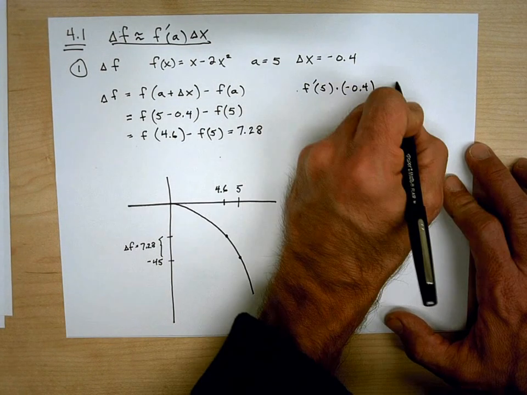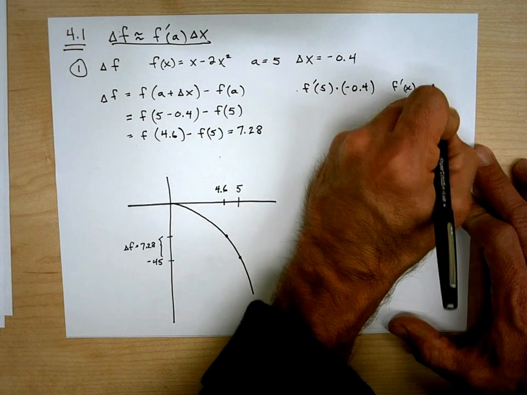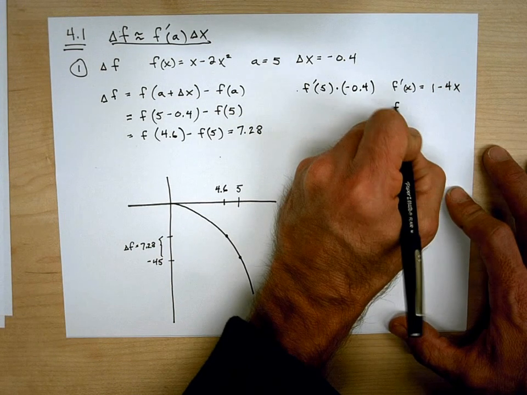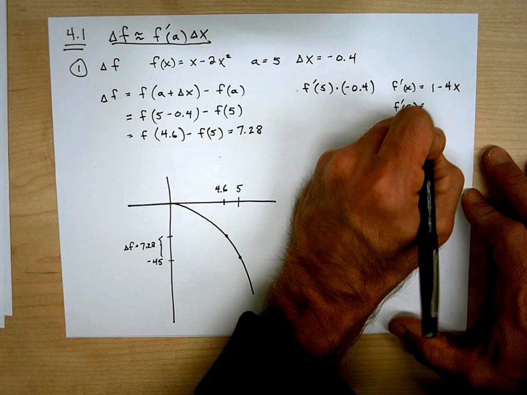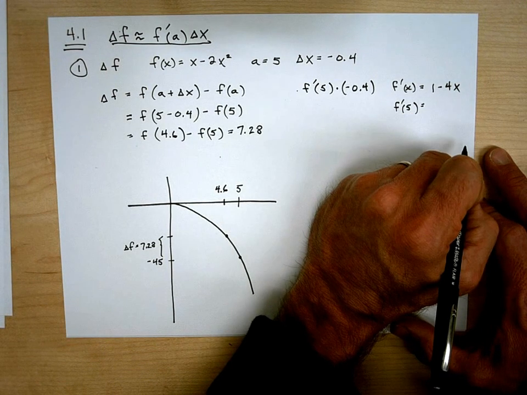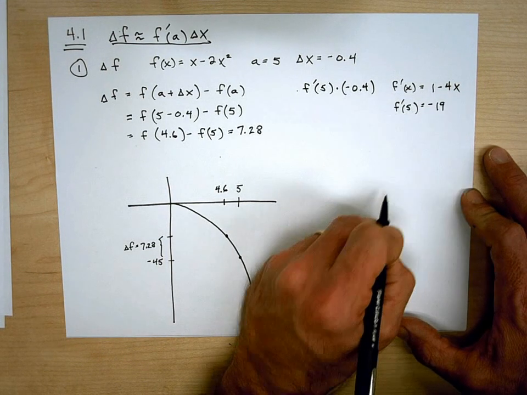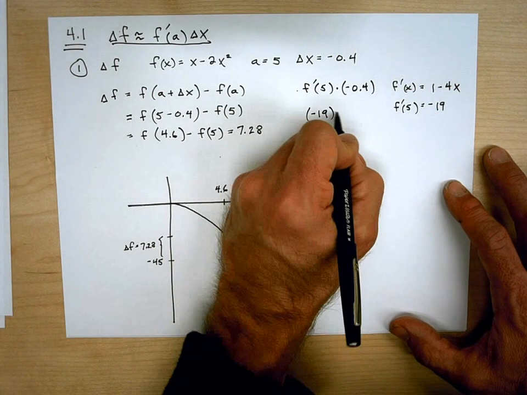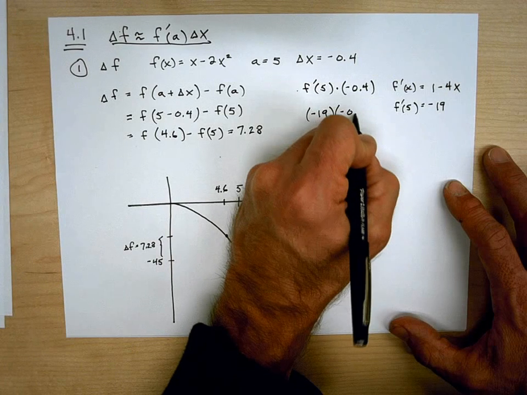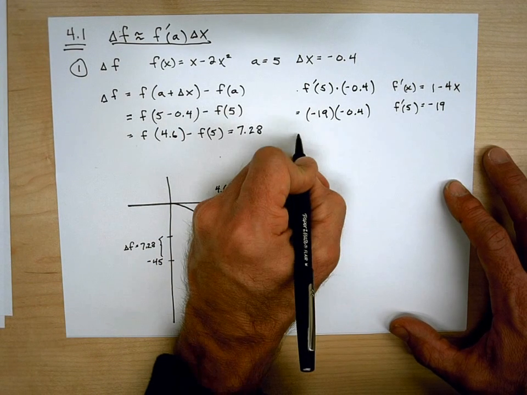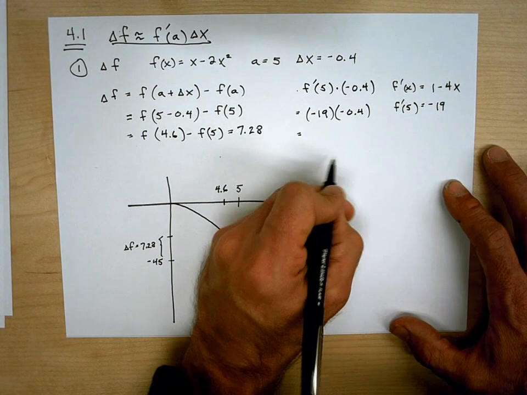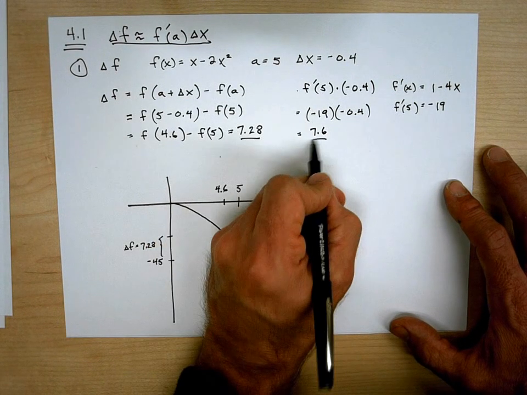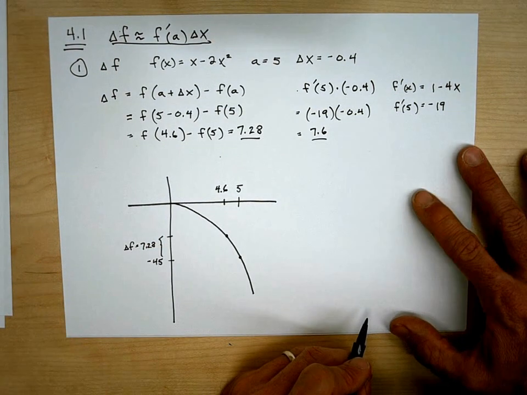All right, well, f prime of x is just going to be 1 minus 4x, so f prime of 5 is going to be 1 minus 4 times 5, or negative 19. So what we have here is negative 19 times negative 0.4, and if you do that, you will see that we get 7.6. So there's how they compare.